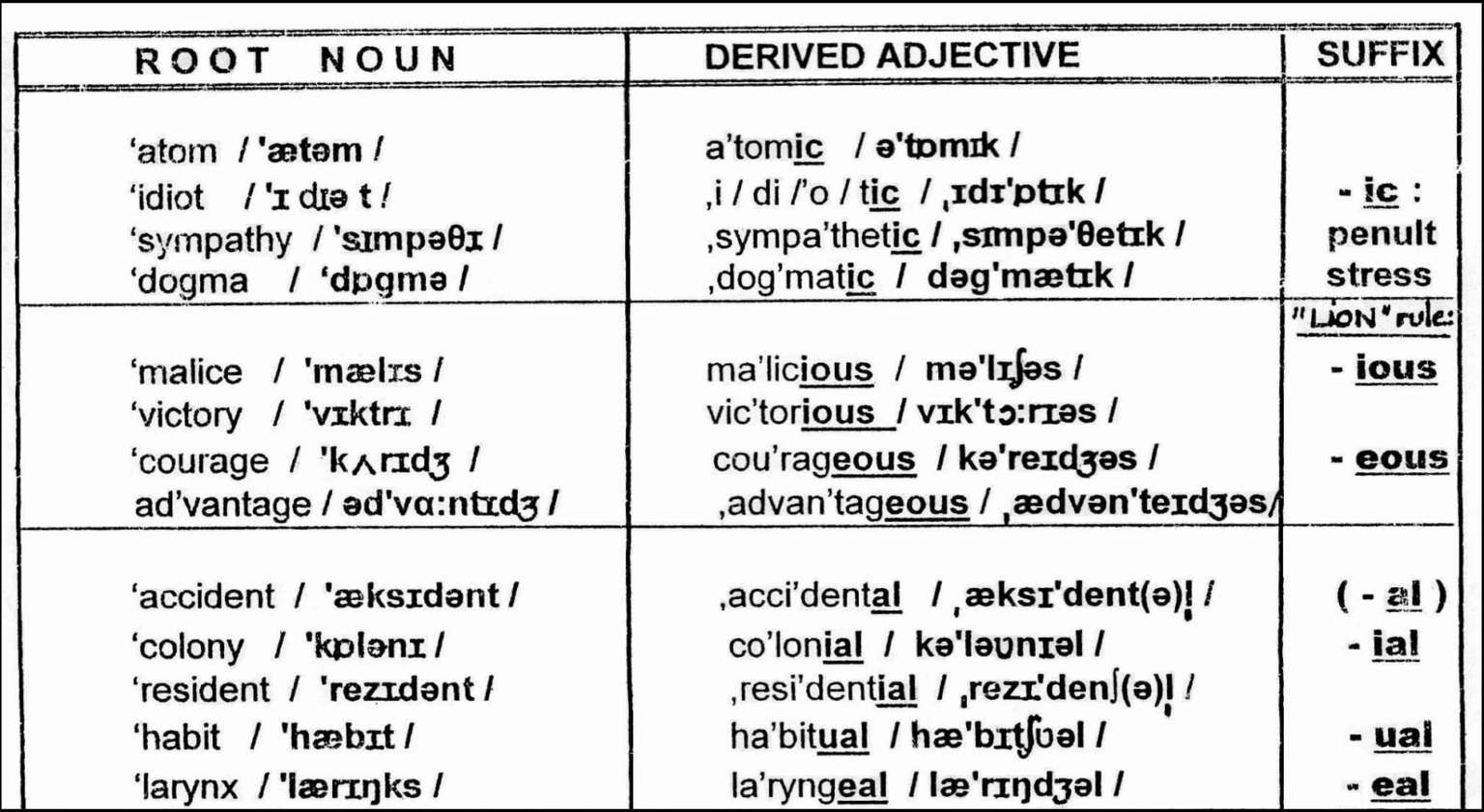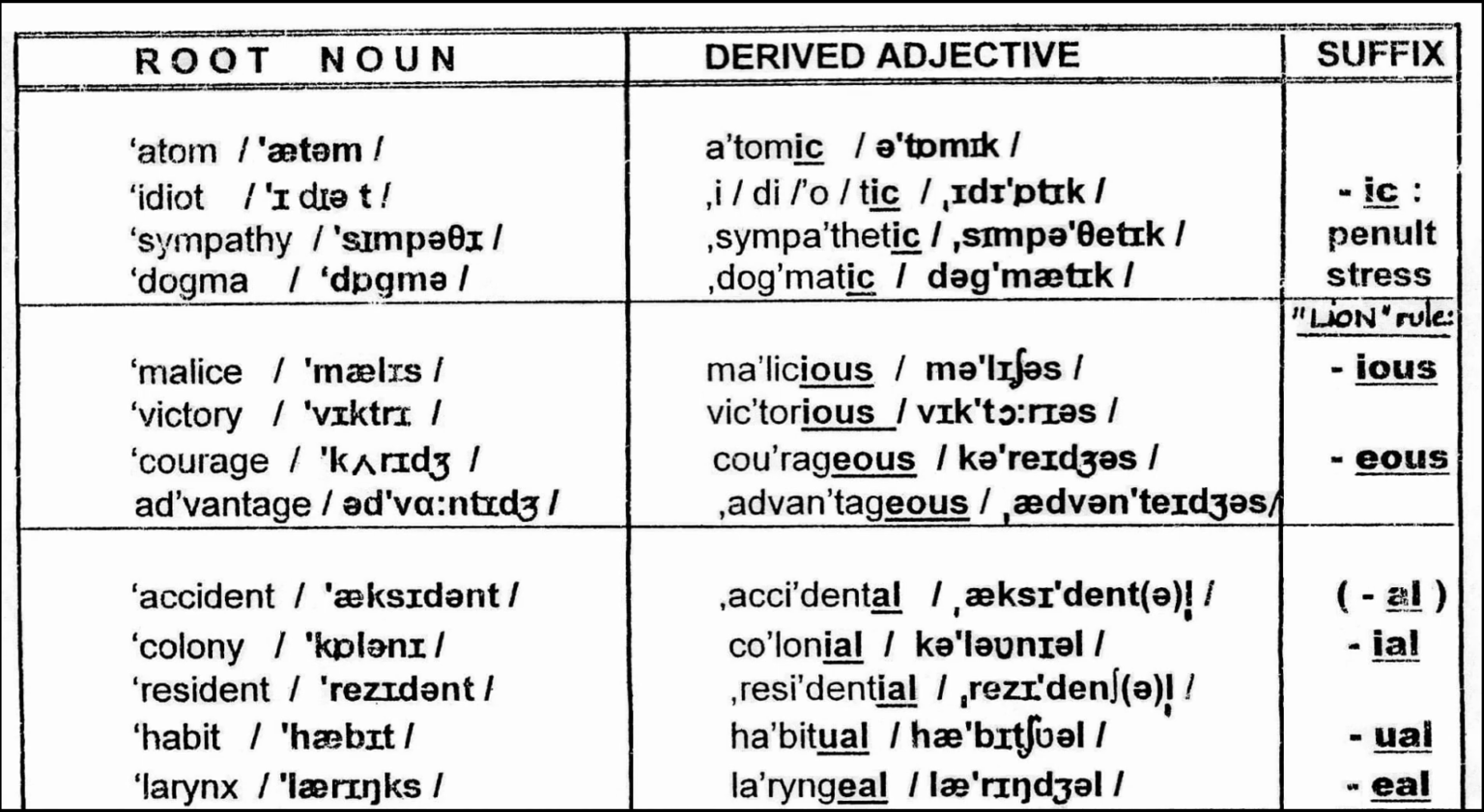We read the noun and the adjective. The first one is malice. When we add the suffix ious, it becomes malicious. So what happened? A shift in the stress and a change in vowel quality. In the first syllable, ma becomes me, and that's it.